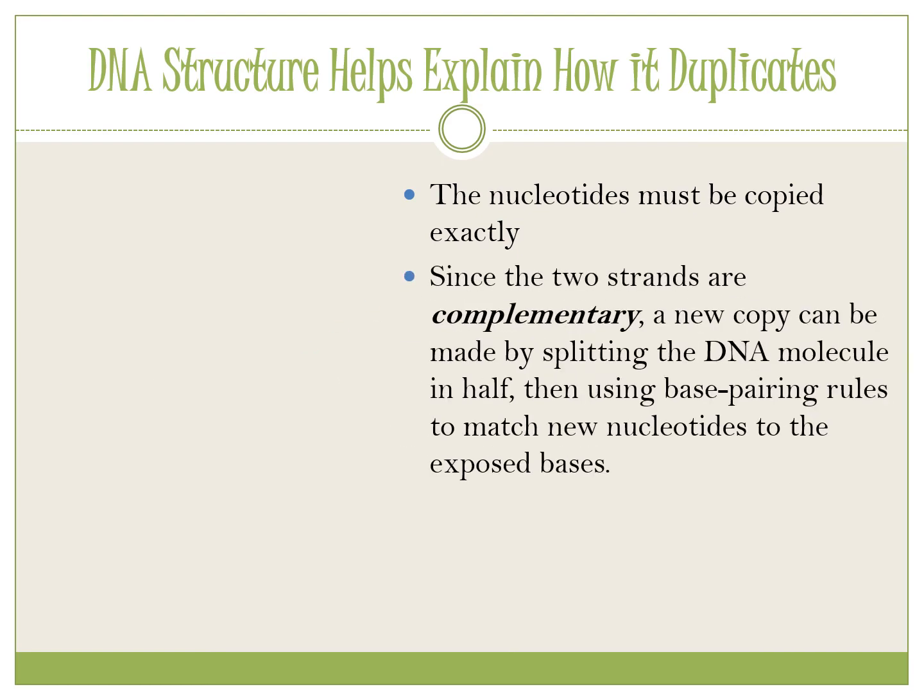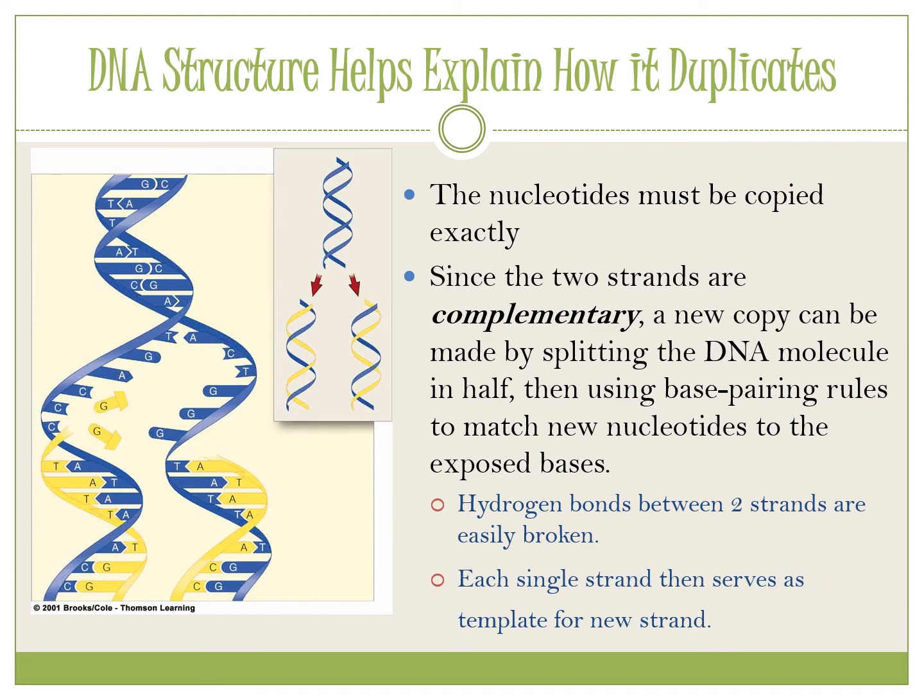Okay, so the nucleotides must be copied. And they copy in complementary ways. So they split the DNA, that double helix molecule, in half, and then they use the base pairing rules to match the new nucleotides. And it's really easy to split the DNA in half because the hydrogen bonds that hold the two rungs of the ladder are easily broken. And so then each strand serves as a template. It says, make the opposite one.